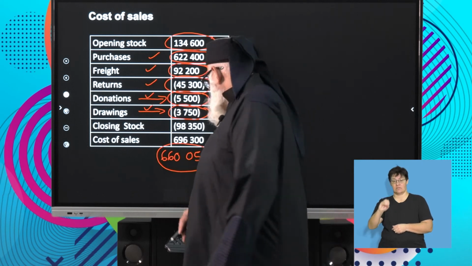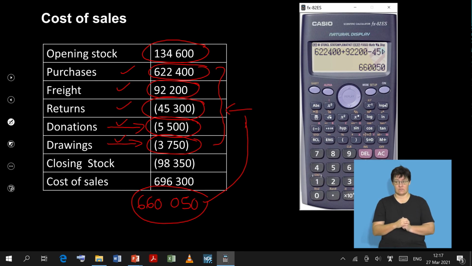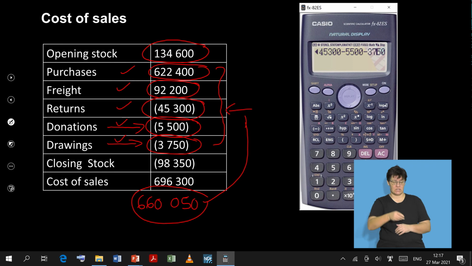660,050, right? Let's just check if we did the correct calculation. It was 622,400, we got that, plus the 92,200, we got that. Then we've got minus the 45,300, which was my return, minus the 5,500, which was my donations, and then minus the 3,750, which was my drawings. Then eventually it gave us our answer of 660,050. Okay, there we go. Let's continue with the question.